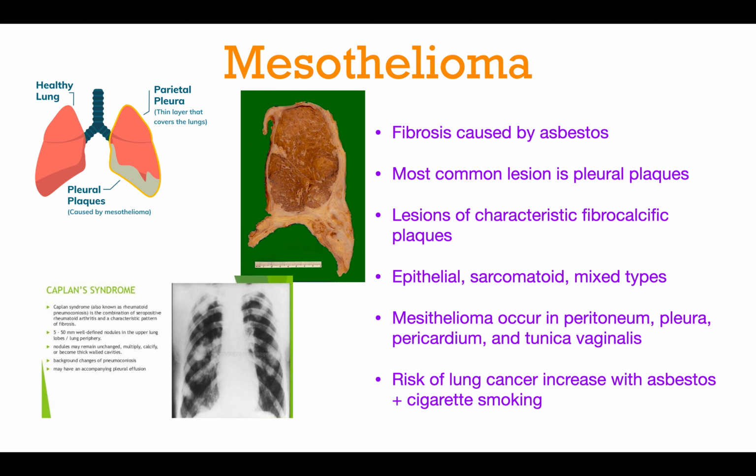Mesothelioma is, of course, the progression of asbestosis. Most commonly, it presents with these pleural plaques, and they are the laydown of both fibrin and calcium. So they do calcify over time. There are some different types. We're not really going to go through this now, but like epithelioid, sarcomatoid, and mixed types. The mesothelioma, of course, spreads mostly to the peritoneum, the pleura, the pericardium, and the tunica vaginalis in men. If you smoke cigarettes, the risk of lung cancer increases like 60 times if you have asbestos exposure.